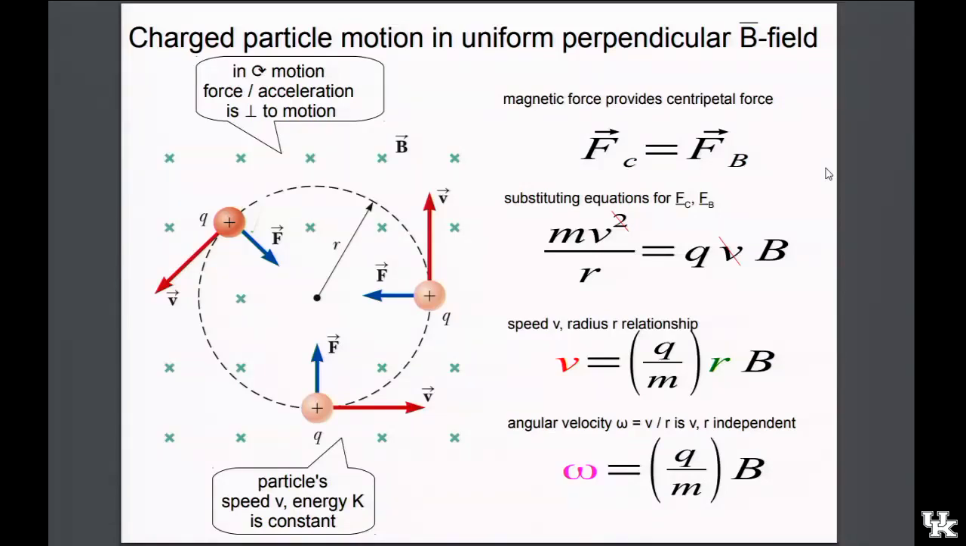It also means that if angular velocity is the same, the time taken for one complete orbit will be the same. So whether your particle is going around a small circle at slow speed or a big circle at high speed, the time taken for one complete orbit, one period, is going to be the same. And that time taken for one orbit, or the angular velocity, just depends on the properties of the particle, the charge and the mass, and the field that you've immersed it in. So it's a very, very important equation.